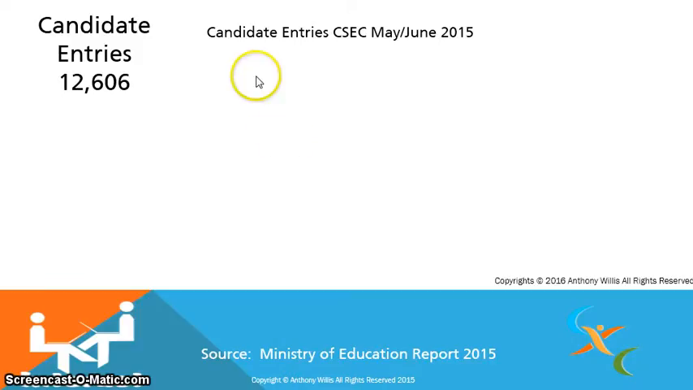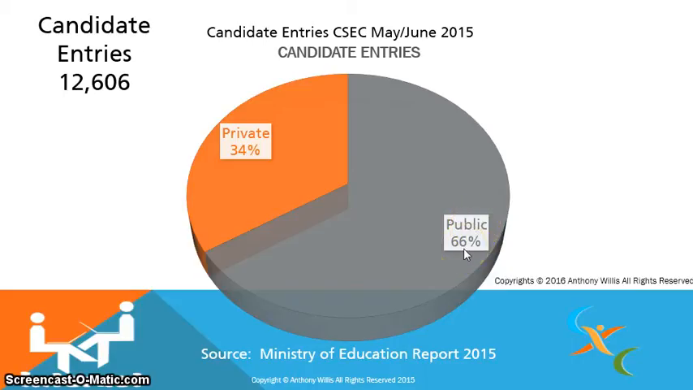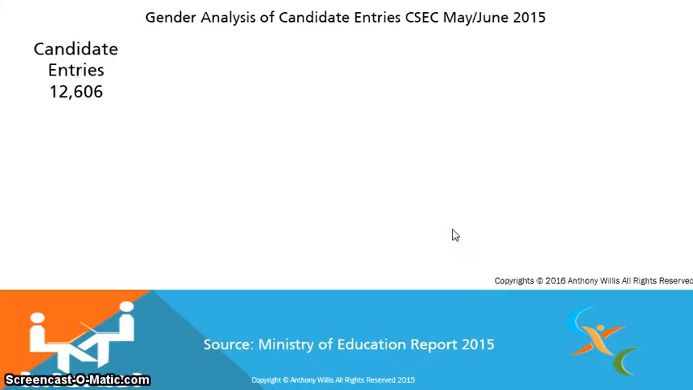Now let's look at the candidate entries for CSEC Math and English in May-June 2015. There were 12,606 students who sat the exam. 66% of that was from the public school system, and 34% of this figure made up the private school candidates. So you see the relationship between the private and the public sector. And it's based on the Ministry of Education Report 2015.